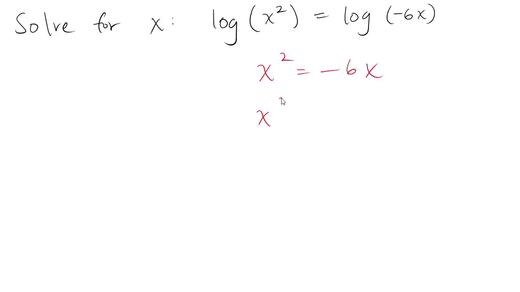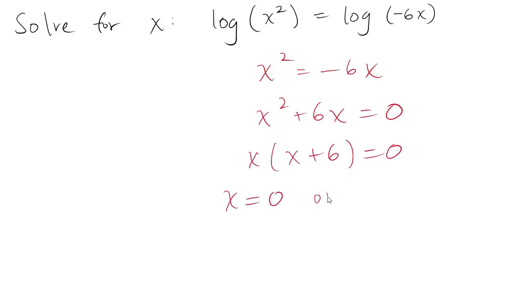This is quadratic, so we'd usually get 0 on one side. x squared plus 6x equals 0. We factor out an x. We get x times x plus 6 equals 0. And so we get two proposed solutions, x equals 0 or x equals negative 6. Now we check to see if these are allowable inputs to the original function. When you go to plug 0 in here, you get the log of 0, which we know is undefined. 0 is not an allowable input. So x equals 0 isn't actually a solution to this equation.